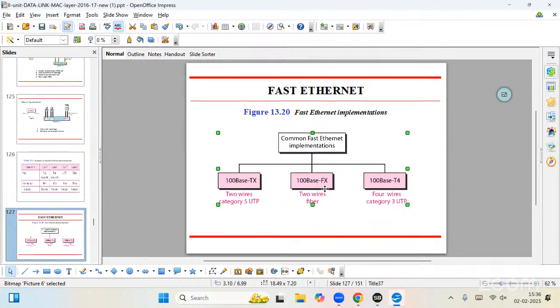So 100BaseTX, we can use 2 wires here. 100BaseFX, we use fiber optic. Here in T4, 4 wires are used, with twisted pair. So category 5 means UTP, unshielded twisted pair. F means fiber optics. T means twisted pair. So we use category 3 and category 4.